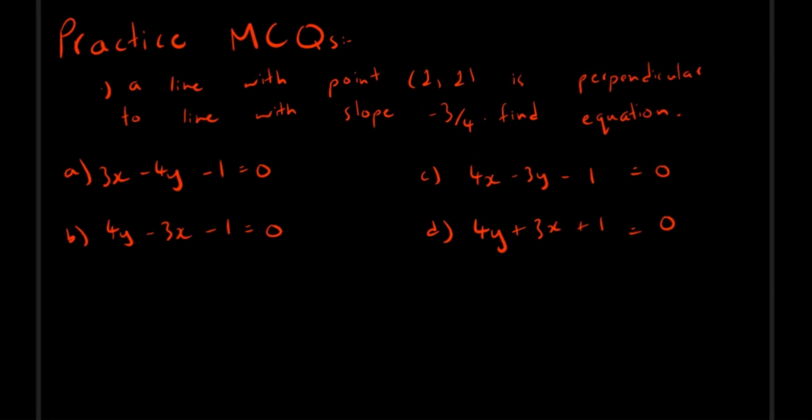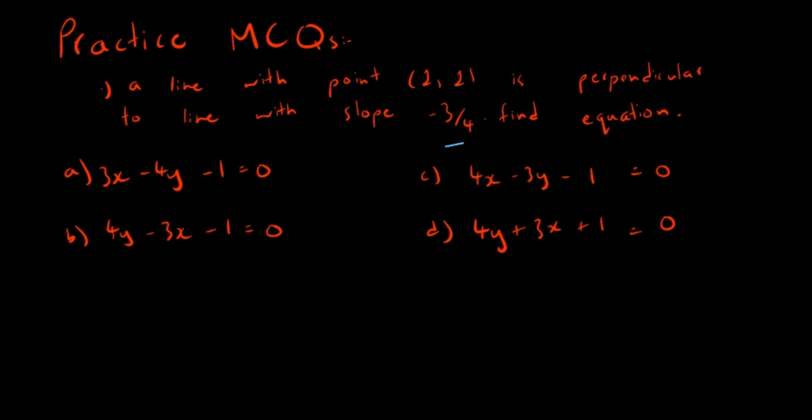Looking at the next MCQ, we see that a line with point 1 is perpendicular to a line with slope minus 3 over 4. We have to find the equation. अब हम अपने लिए काम आसान करते हैं. We have to find a perpendicular line to the line with slope minus 3 by 4. So हम बस minus 3 by 4 का perpendicular वो लेते हैं gradient. So that will be equal to 4 over 3.